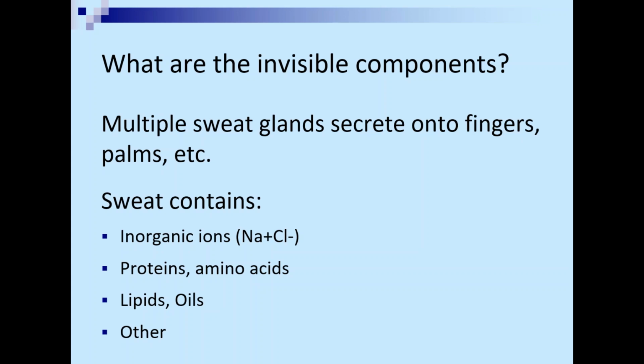For each of the methods we're going to talk about, and I believe there's 4, I want you to know what material of those listed there, ions, proteins, amino acids, oils, that development method reacts with. And I also want you to be able to tell me what surface that development method is appropriate for. Is it appropriate for paper, which is a porous surface, or something like glass, which is a non-porous surface?